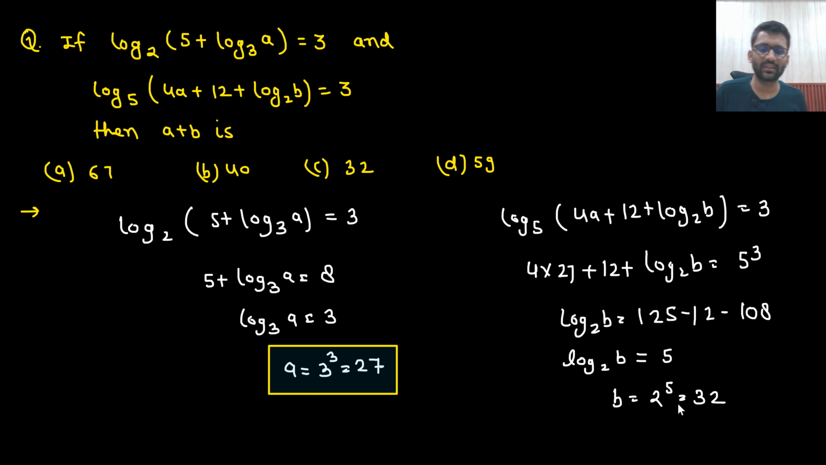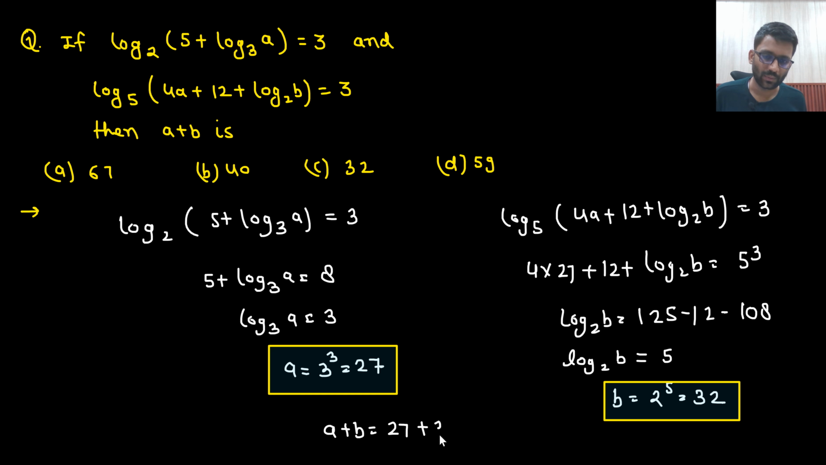So a plus b is 27 plus 32, that would be 59. So the answer is D. So that's it.